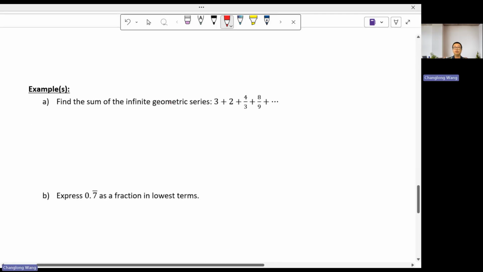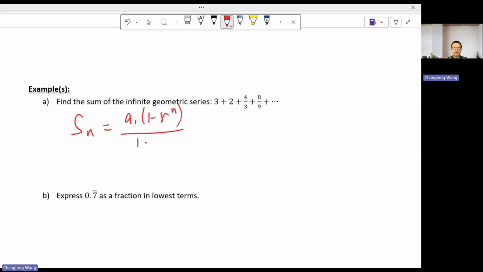We're going to add up all the terms in the geometric sequence, starting from a sub 1, which is 3. So let's say I were to add up the first n terms. What does it look like? a sub 1 times 1 minus r to the n, over 1 minus r. So what is a sub 1? 3, right?